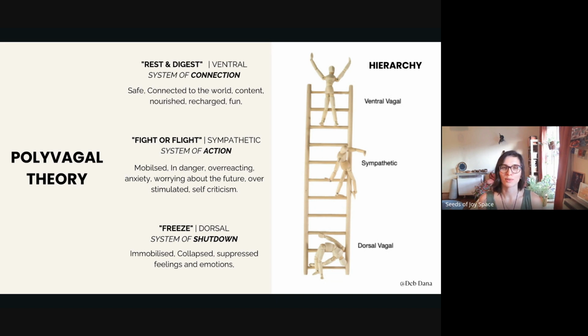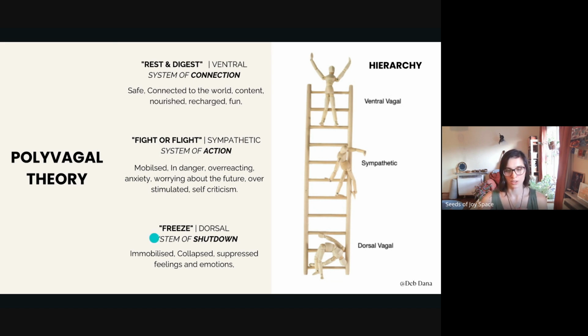So, just to mention that, because I think it's really important to be aware that our nervous system is there to keep us safe, and we are just looking at what these states look like when they are out of balance or when they are not doing what they are supposed to be doing. Okay, so let's have a look.